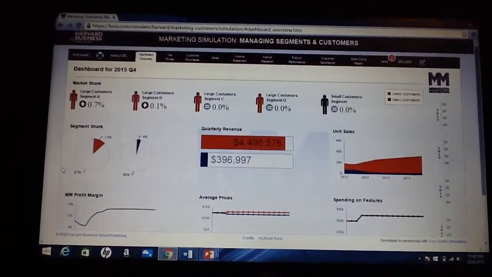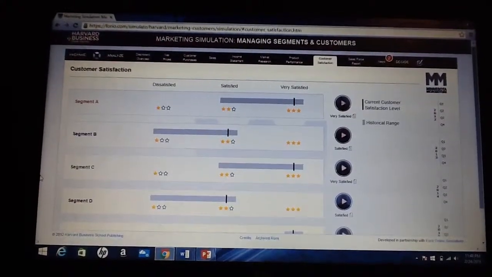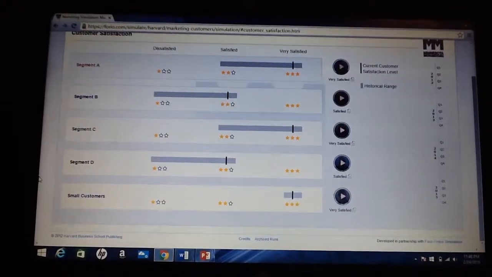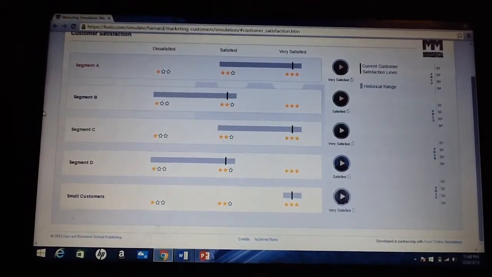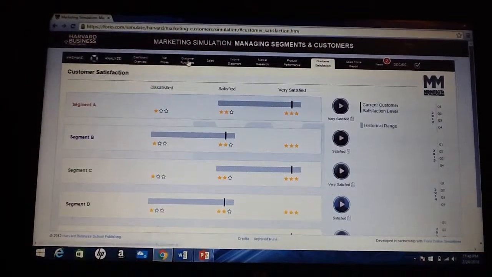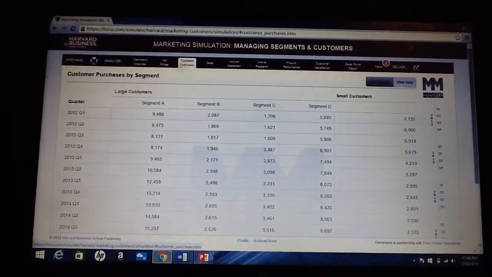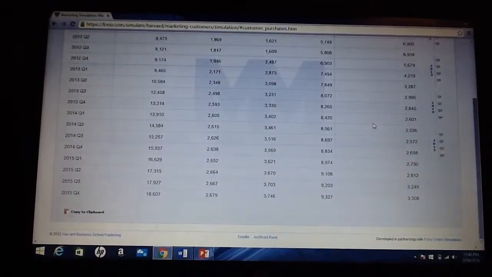This is shown in my customer satisfaction, knowing that they were happy. They were consistently happy, very satisfied every single quarter. And then I also could see their purchases increase over time over here on the side.